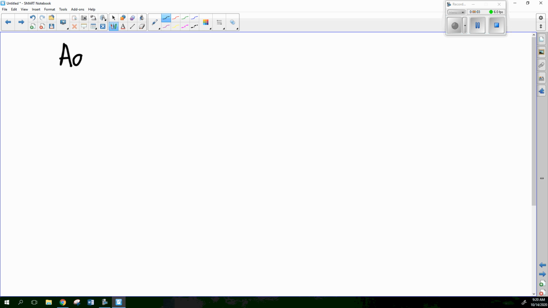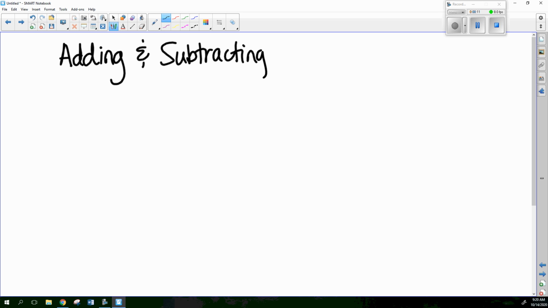Adding and subtracting radicals. Okay, so again, I'm going to give you some steps, a procedure to follow, and then hopefully if you need help when you go back to do the homework, you can look at these steps. Okay, so first things first.